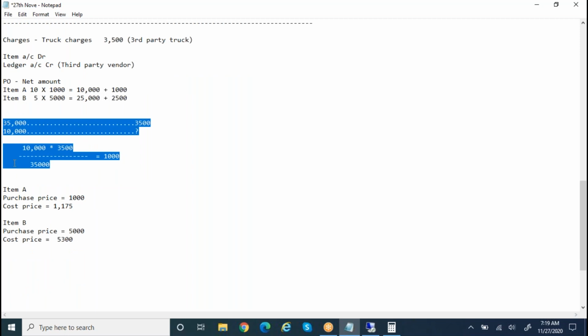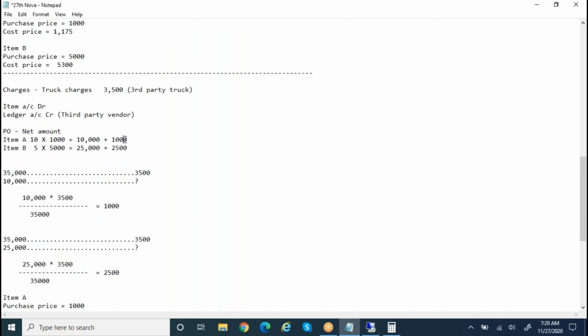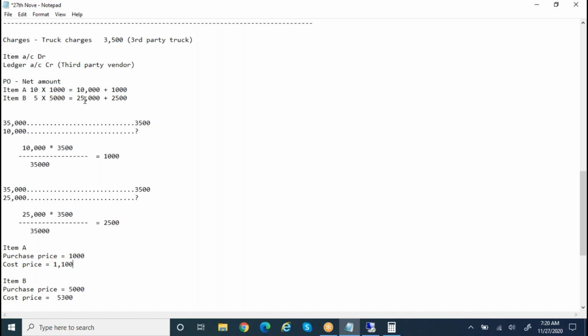In the same manner, for 35,000 it is 3,500. For 25,000, what is the amount? Then you will get 2,500. So for 10,000, 1,000 will be added, then the cost price will become 11,000, and for 25,000, 2,500 will be added, so it is 27,500. Cost price will be updated like this.